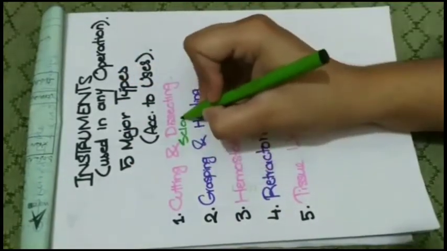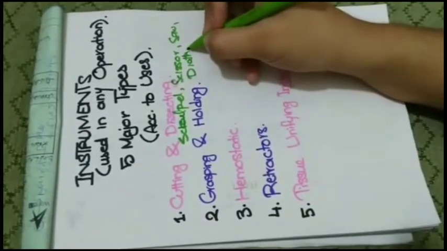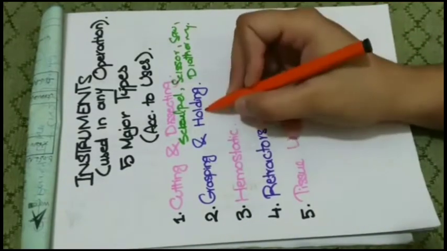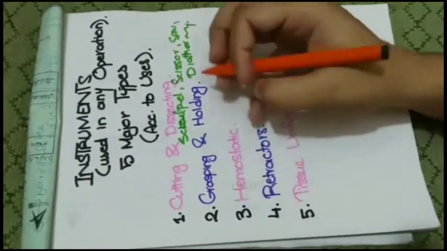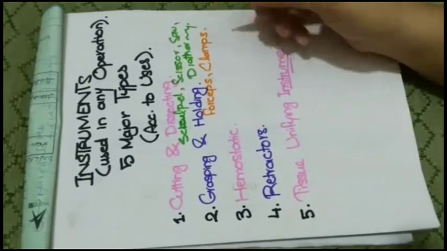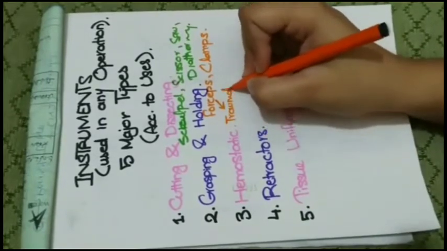Cutting and dissecting instruments are scalpels, scissors, saws, and the latest method, diathermy. Grasping and holding instruments are used to hold the organs and preserve them during the operation. These include forceps and clamps. The forceps could be traumatic forceps or atraumatic forceps.